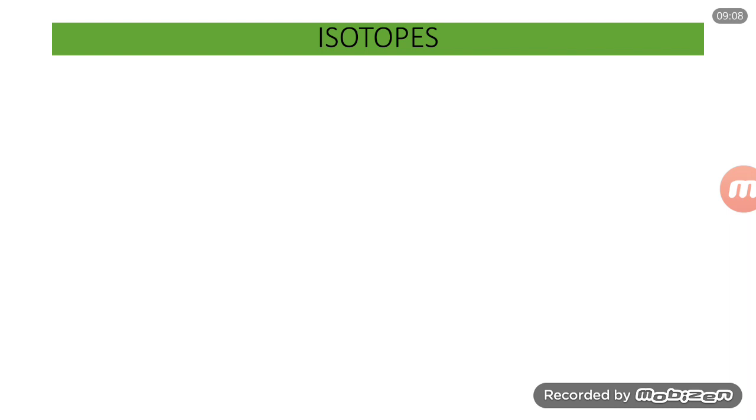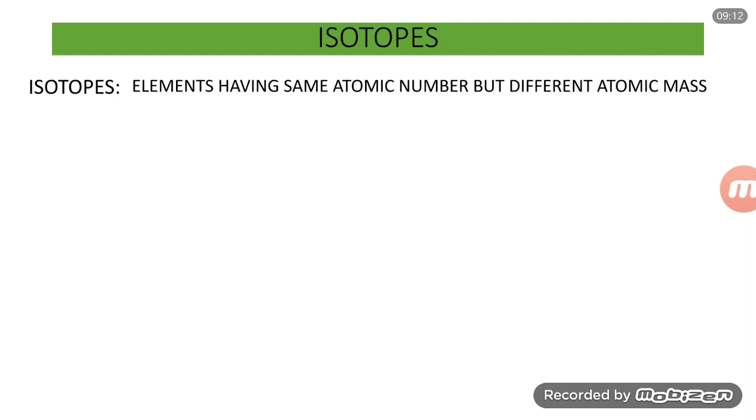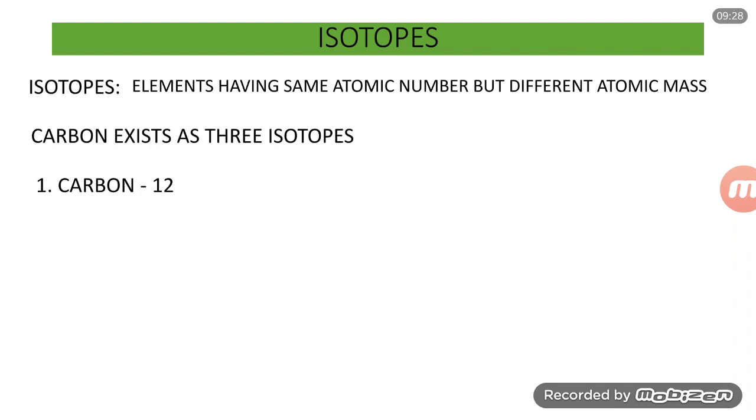Coming to isotopes. What are isotopes? We have already studied. Isotopes are the elements which have the same atomic number but different atomic mass. So with reference to carbon, carbon exists as 3 isotopes: carbon 12, carbon 13 and carbon 14. Here 12, 13 and 14 represent the atomic mass of the isotopes of carbon.